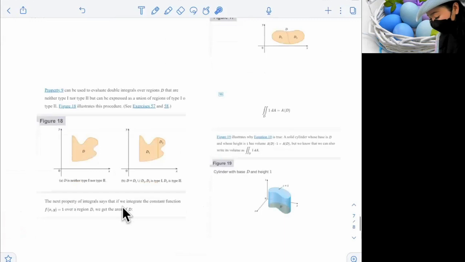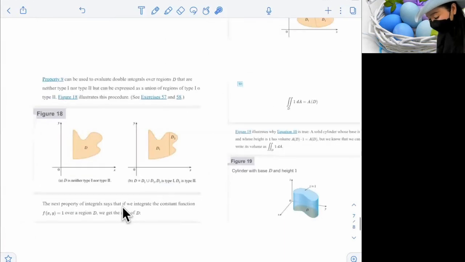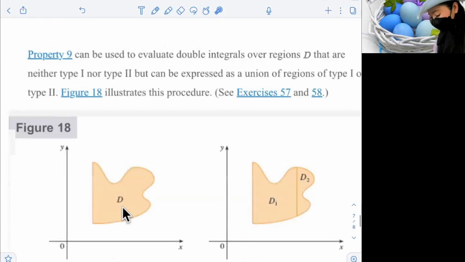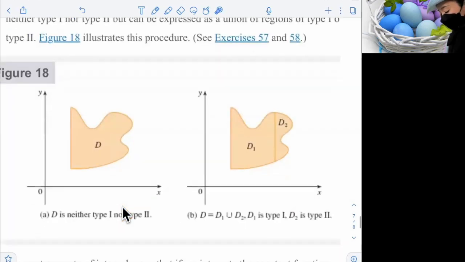Okay, what else do we want to talk about? Oh, take a look here, okay? Look at this region. Is this a type 1 or type 2, or neither? Just look at the book. What kind of region? It's neither, right? It's not just above and below. You see here, this is above itself, right? So it's neither a type 1 nor a type 2. But how do we deal with an integral over this region?